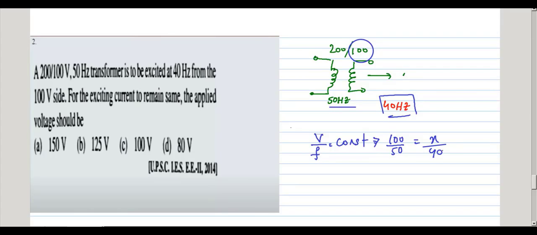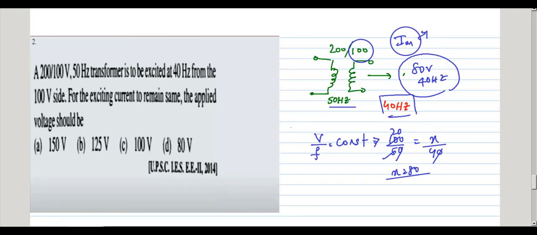So x equals 80. So I want to apply 80 volts at 40 hertz for this transformer to get the same excitation current. Same excitation depends upon the flux, okay? So the same excitation current means the same flux density.